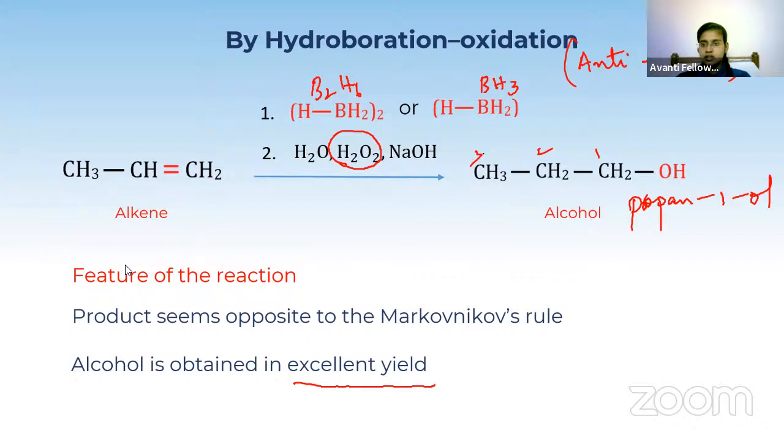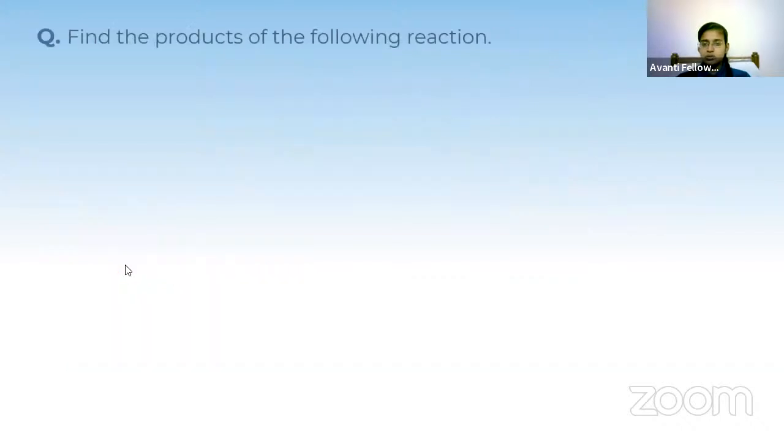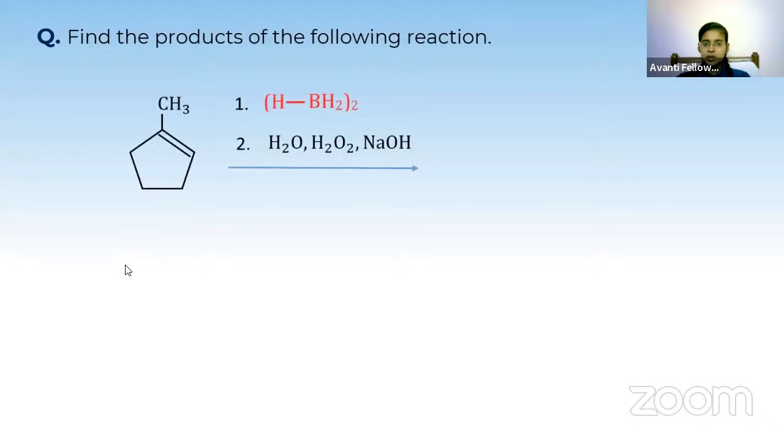Okay, students. So we'll go ahead with the question. I have taken one reactant and it is treated with B2H6 and the peroxide, water and sodium hydroxide. How will you get the product and what is the name of the product? And which addition do we have to follow, Markovnikov or anti-Markovnikov, for this?